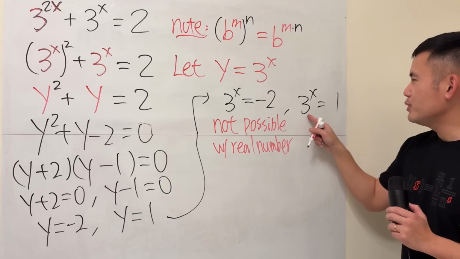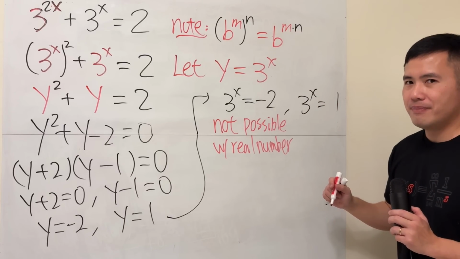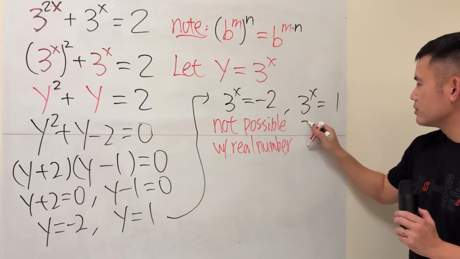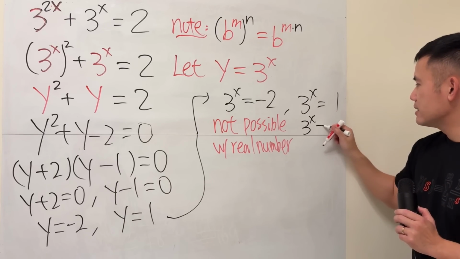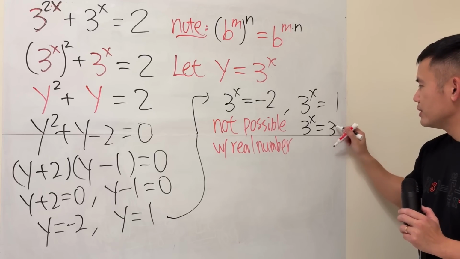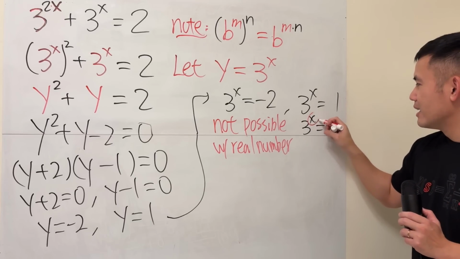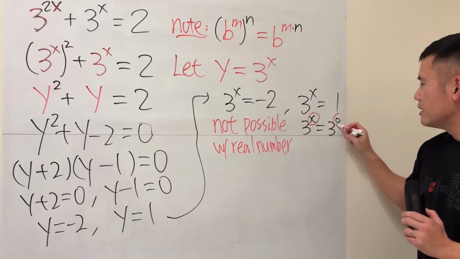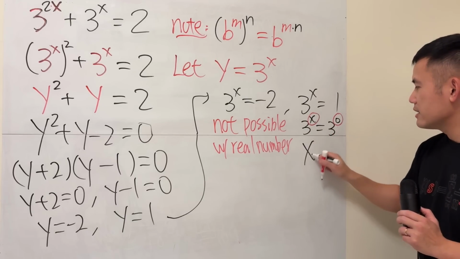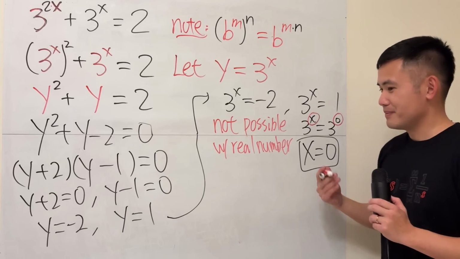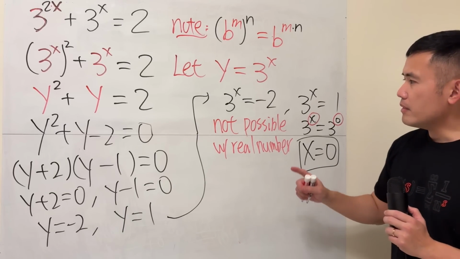But for this though, 3 to what power will give us 1? The answer is 0. Because notice this right here is 3 to the x, and this is the same as 3 to the 0th power. Right, that's 1. And then you see, if the bases are the same, the exponents have to be the same, so x has to be equal to 0. Right? Yeah, just like that.